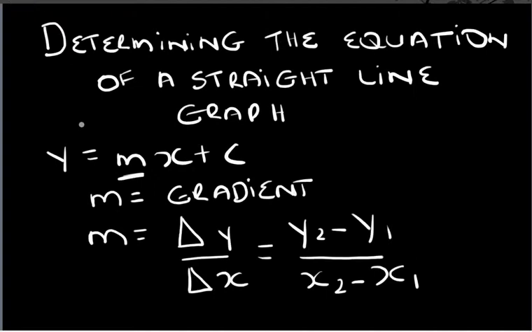So in the previous exercise we learned that y is equal to mx plus c, where m is the gradient. Now how do we determine m? M can be determined by the change in y over the change in x, or y2 minus y1 over x2 minus x1. So what does that mean? Let me explain to you.